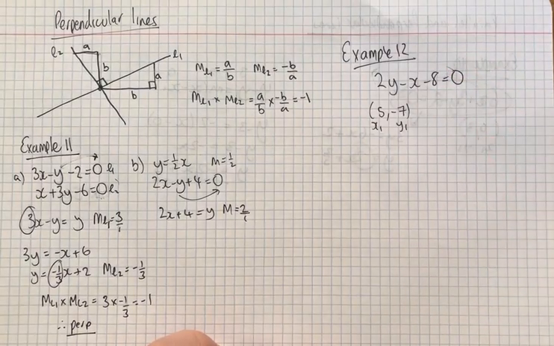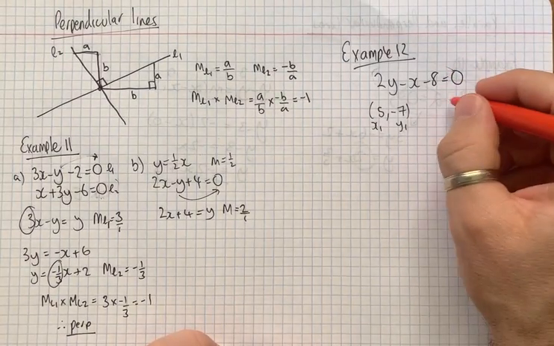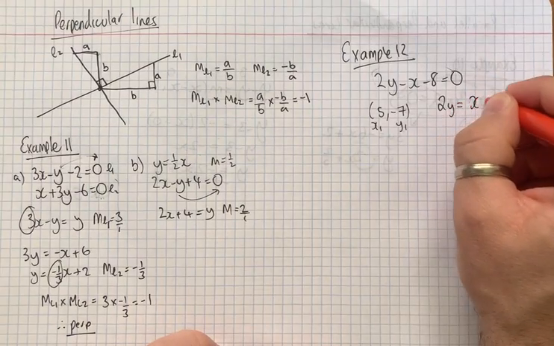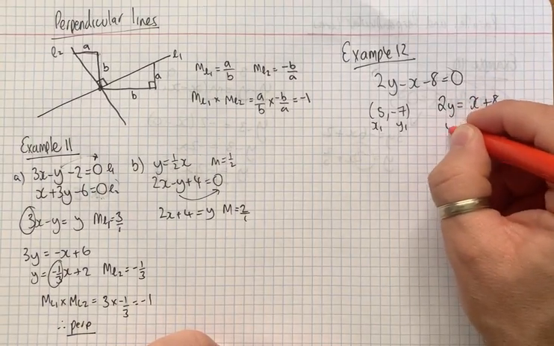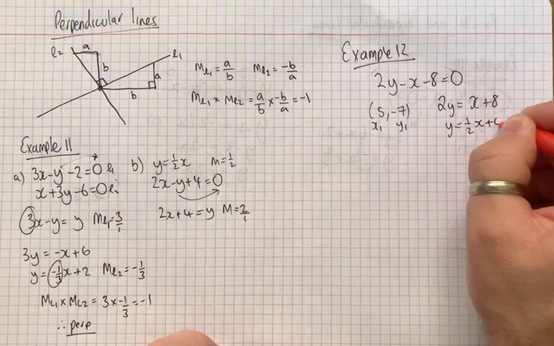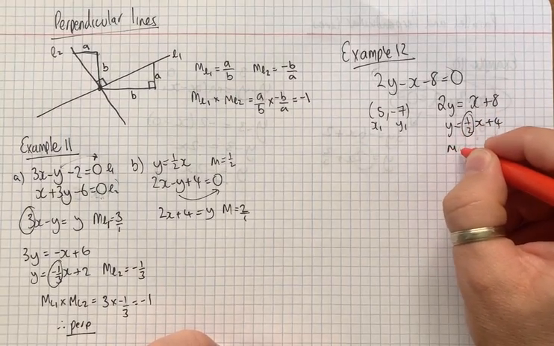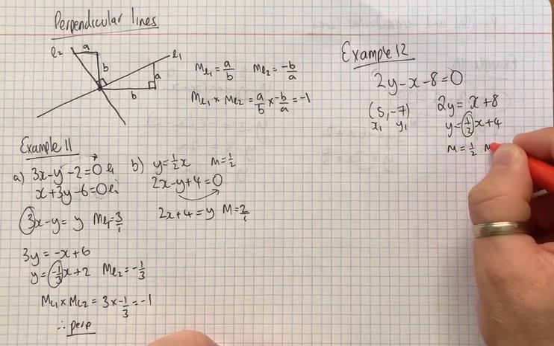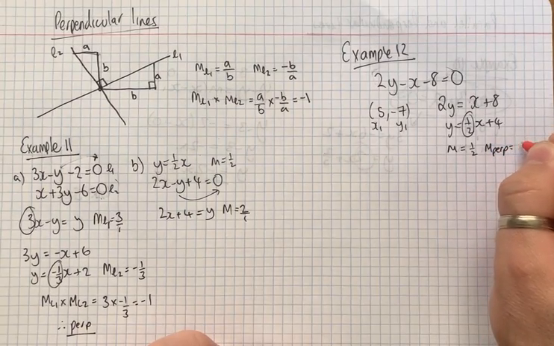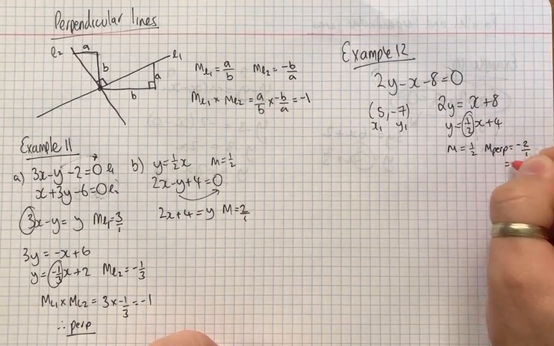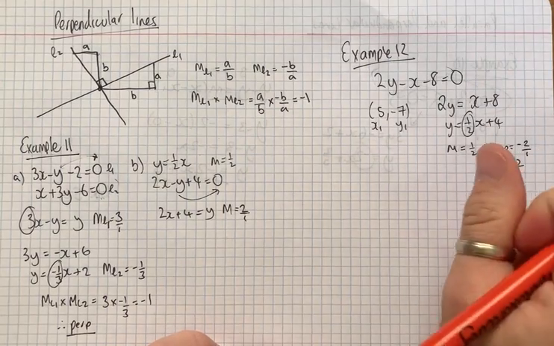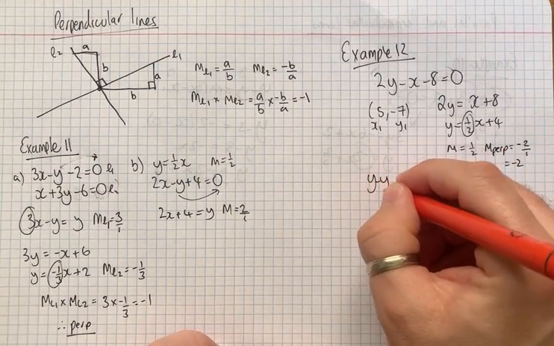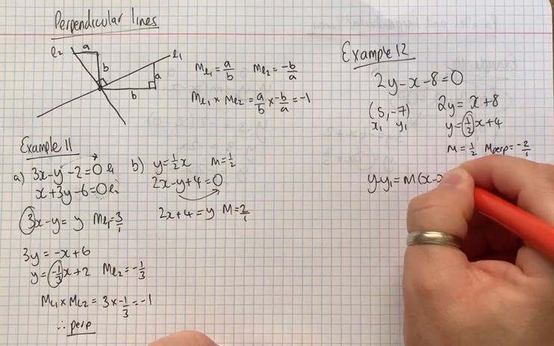So the first thing we need to do is make y the subject. So we get 2y equals x plus 8. Halve everything, y is 1/2 x plus 4. So the gradient of this line is 1/2. So the gradient of the perpendicular line is -2 over 1, which is just -2. Flip it, change sign. Y minus y1 is m bracket x minus x1.